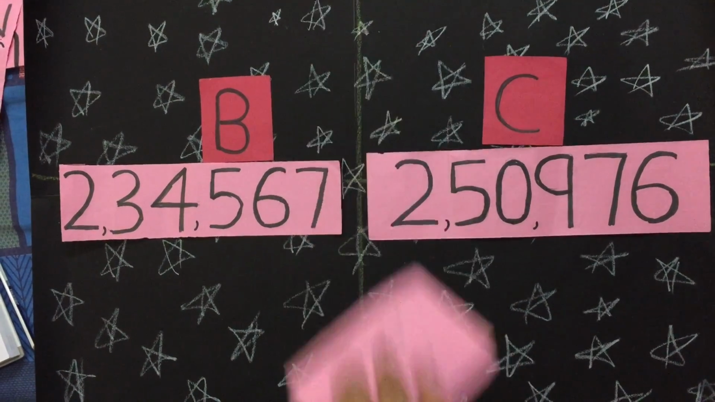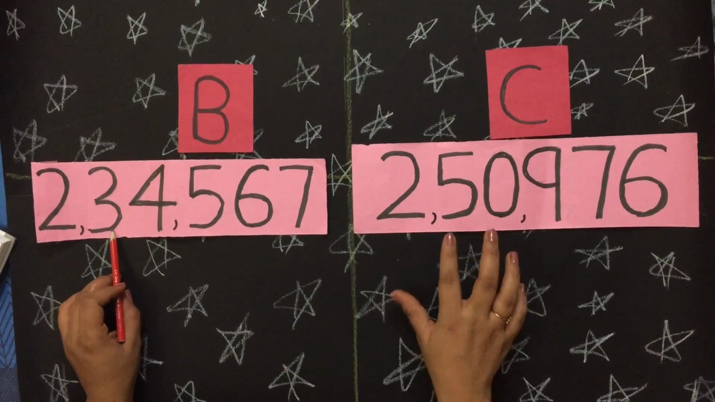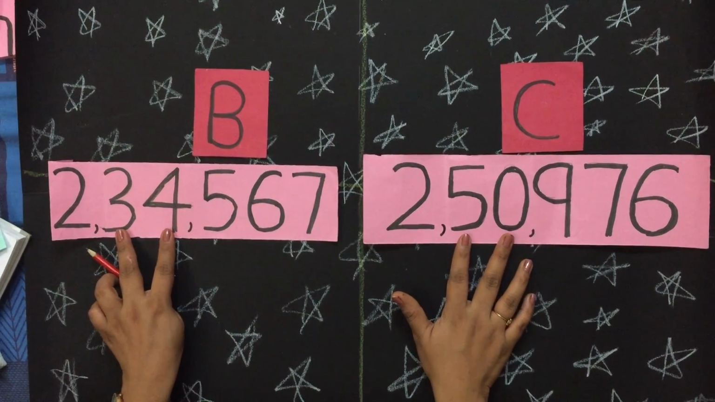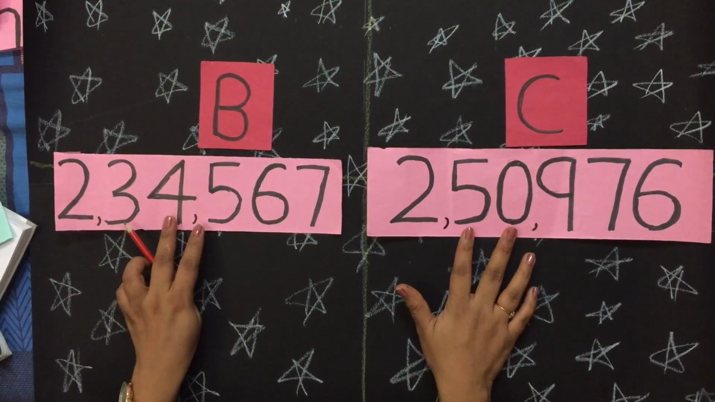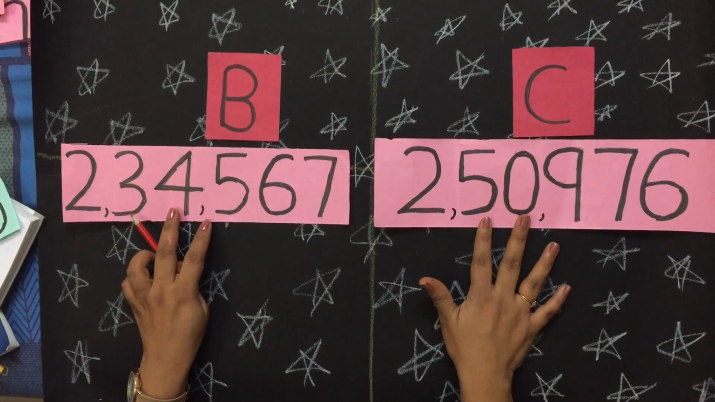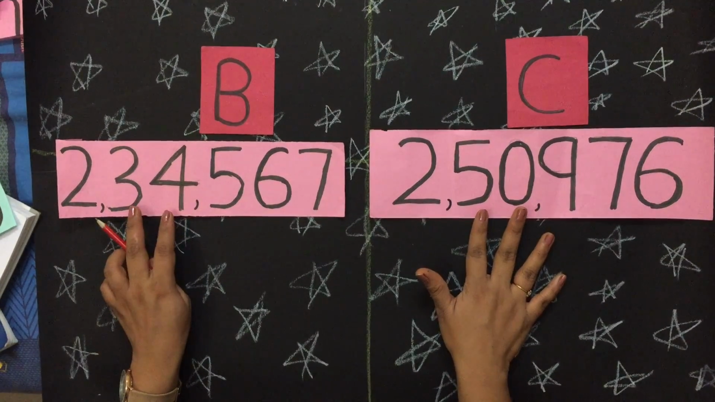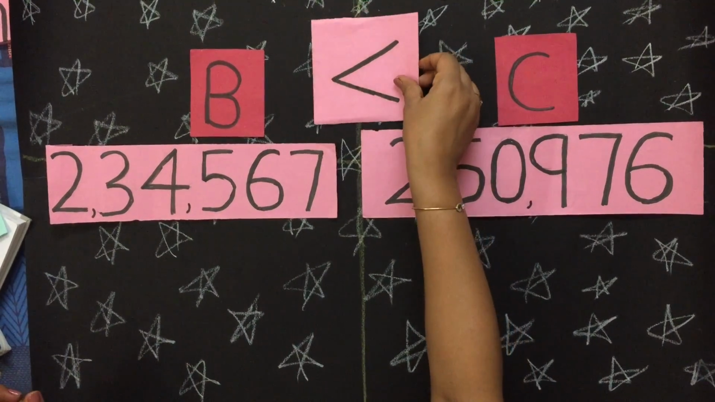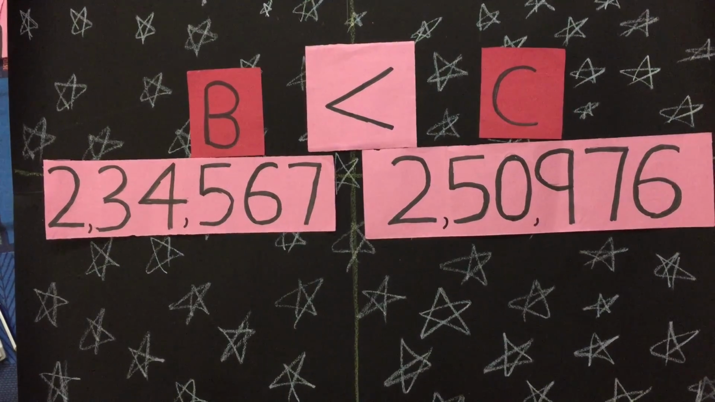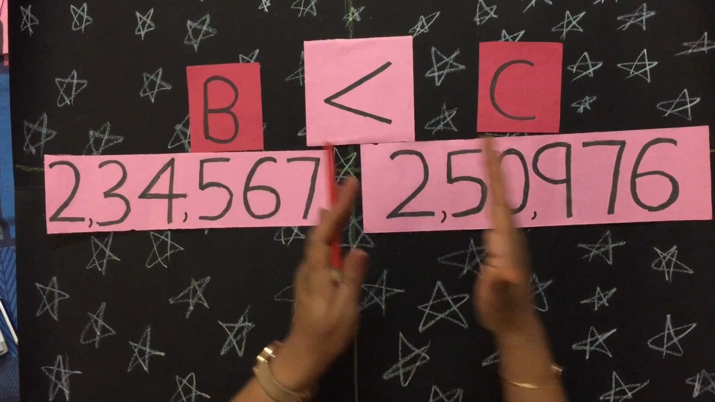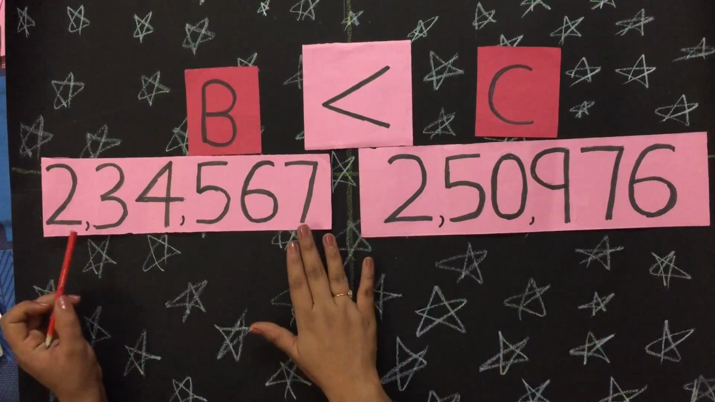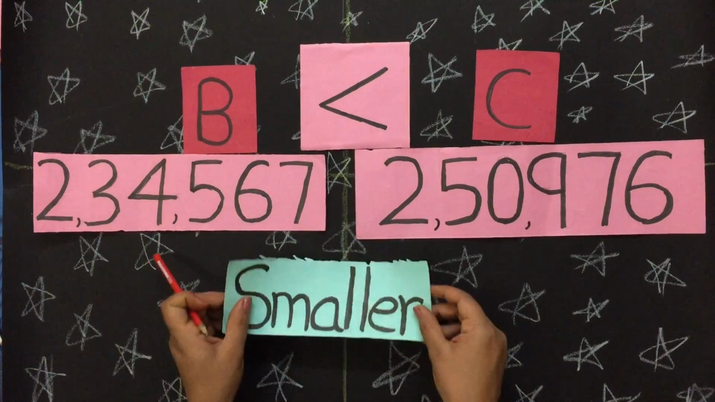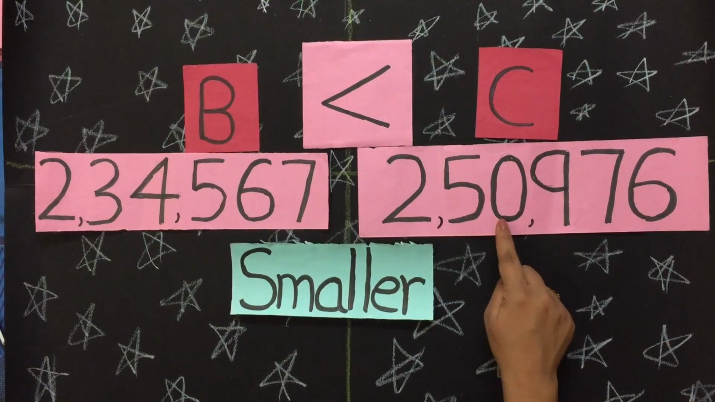So let us pick it up. As we can see, thousands place is different in both the sides. Now we have to compare among these two. Here we have 34 and here we have 50. As we know that 34 is smaller than 50, we are going to place the smaller than symbol because the whole number will be smaller than the C side. So we can read it as 2,34,567 is smaller than 2,50,976.